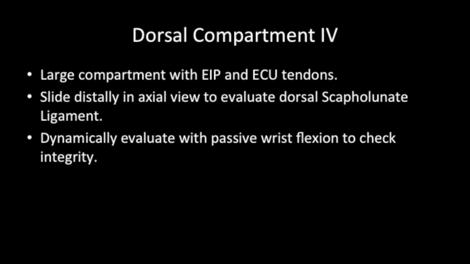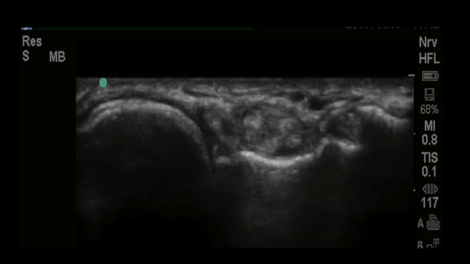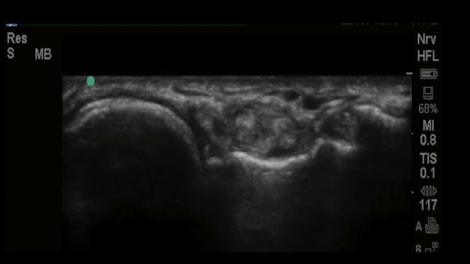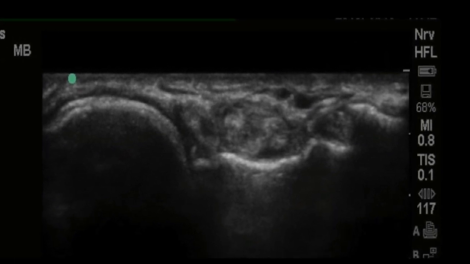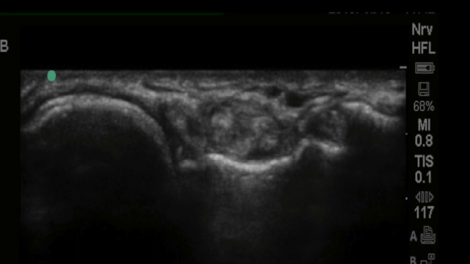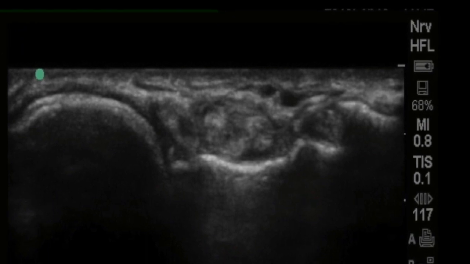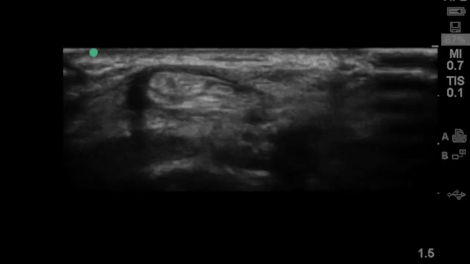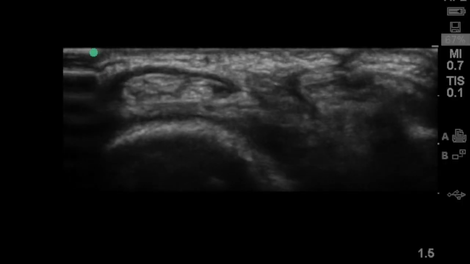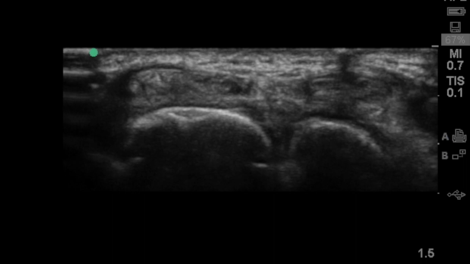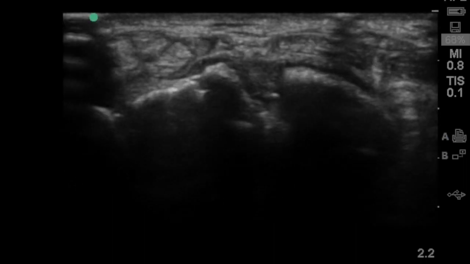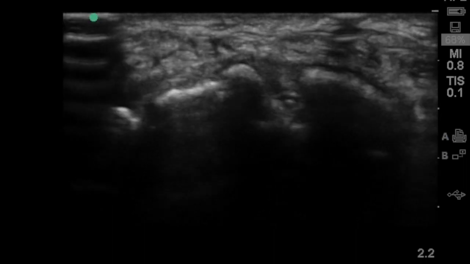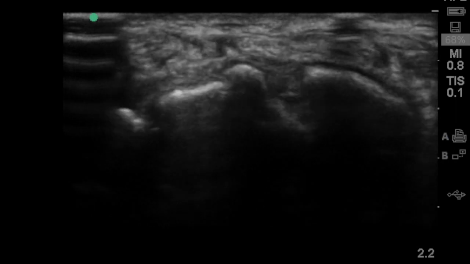In the same view, compartment 4 is in the middle of the screen, the large oval containing the extensor digitorum communis and the extensor indicis proprius tendons. From this same axial view, a slight distal sweep will reveal the scapholunate ligament and joint arising from the inferior. Ulnar deviation is performed to confirm stability of the joint.